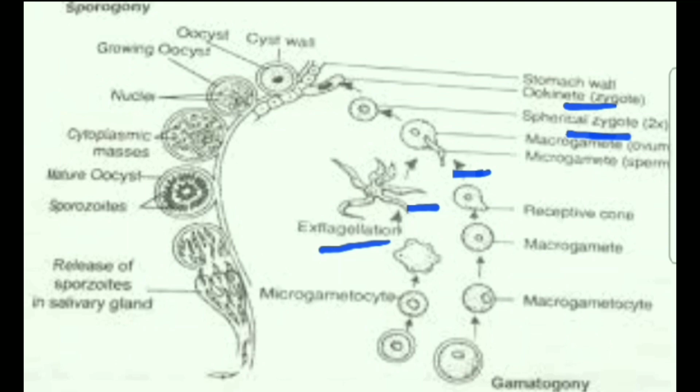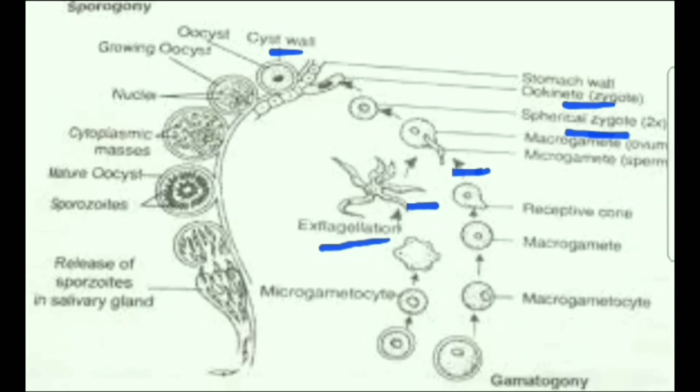The cyst wall is thin, membranous and elastic, secreted partly by the ookinete and partly derived from the midgut tissue of the mosquito. The encysted zygote is called an oocyst or sporont. Now it enters a phase of asexual multiplication known as sporogony. It is the process of formation of sporozoites from the zygote.